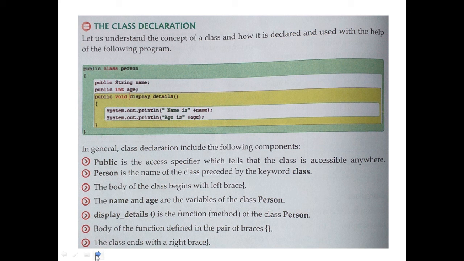The body of the class begins with the left brace. After class, the curly bracket is used. The name and age are the variables of the class person. You can give name, age, and so on as variables. You can see the example mentioned here. Display details is the function or method, and the body of the method is again inside curly brackets. The class ends at the last with the right brace, the curly bracket. So this is the way classes are declared in Java programs.